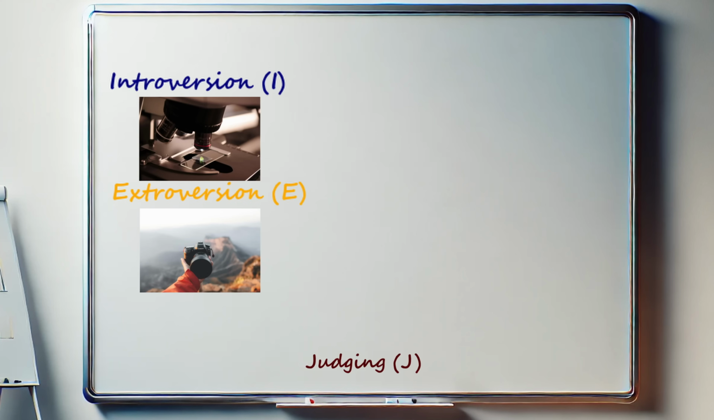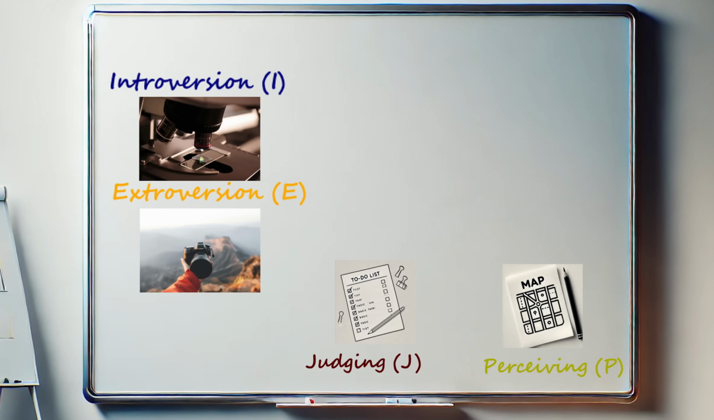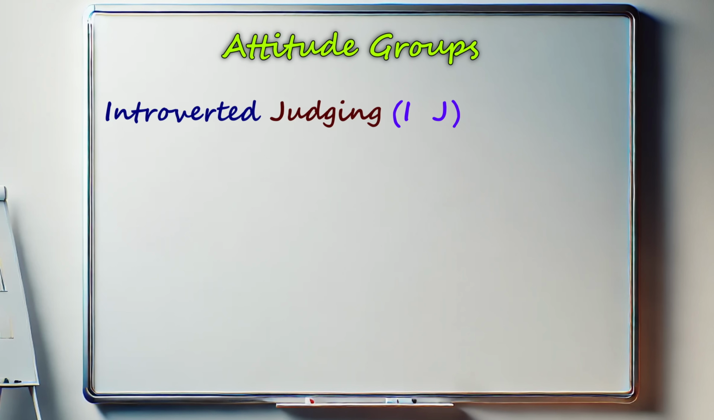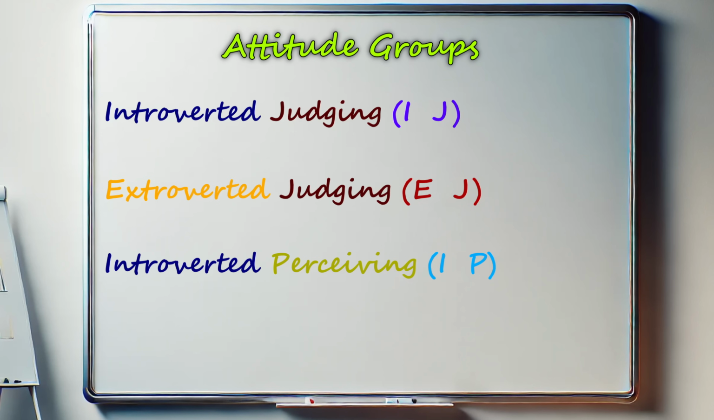camera, and judging or perceiving, which is either looking at their world as a map to navigate or as a to-do list to work on. These are the cognitive guides one has on how to use their cognitive tools. There are 4 different combinations of attitudes: introverted judging, IJ, extroverted judging, EJ, introverted perceiving, IP, and extroverted perceiving, EP.